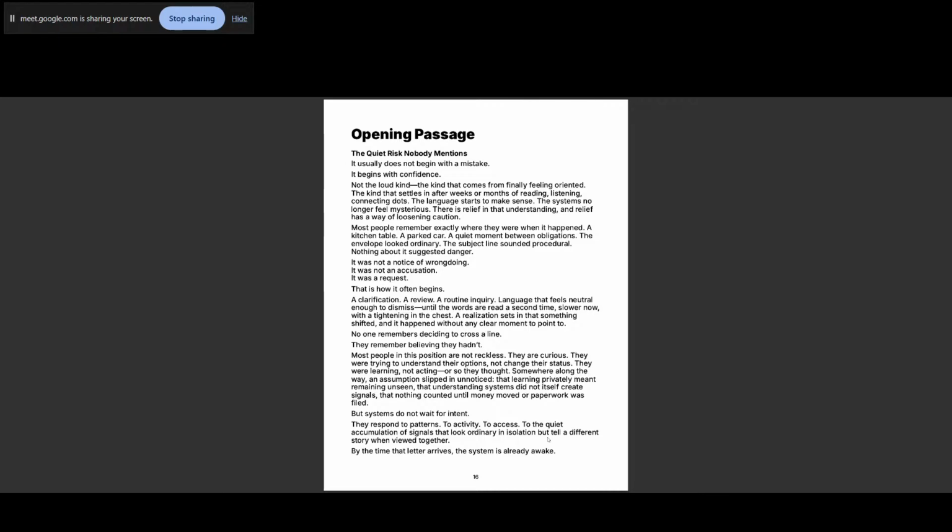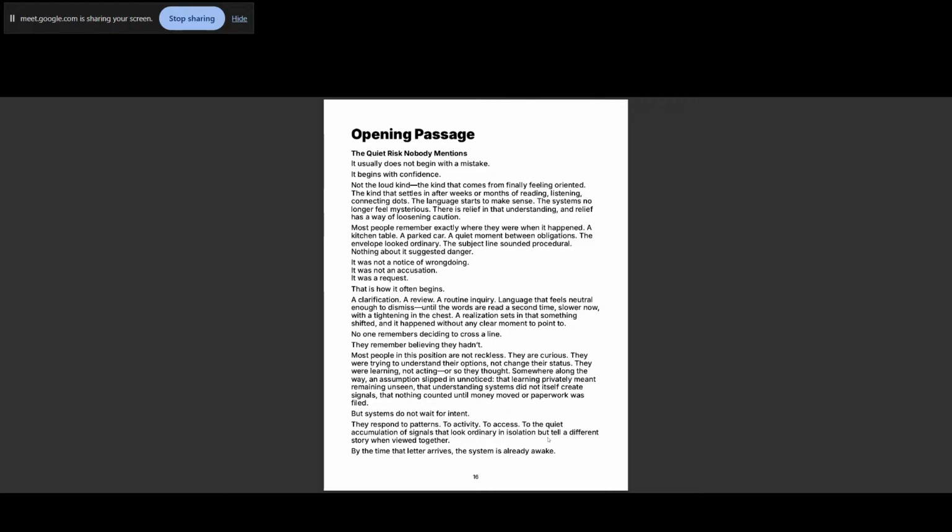A clarification, a review, a routine inquiry. Language that feels neutral enough to dismiss, until the words are read a second time, slower now, with a tightening in the chest. A realization sets in that something shifted, and it happened without any clear moment to point to. No one remembers deciding to cross the line. They remember believing that they hadn't.